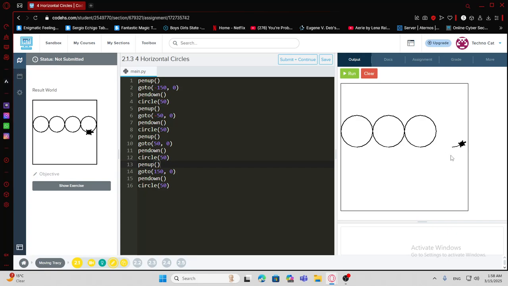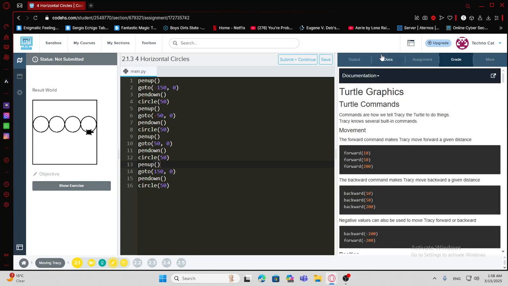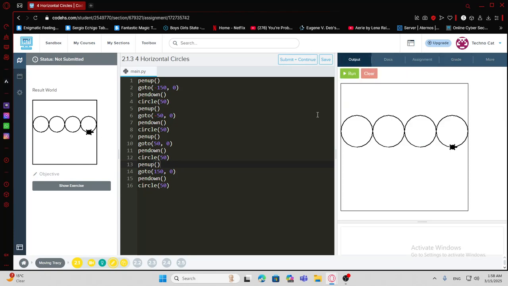And that works. So you see, we got Tracy at the bottom of the last circle. It's 4 large circles that connect the world from edge to edge. And that should be it.